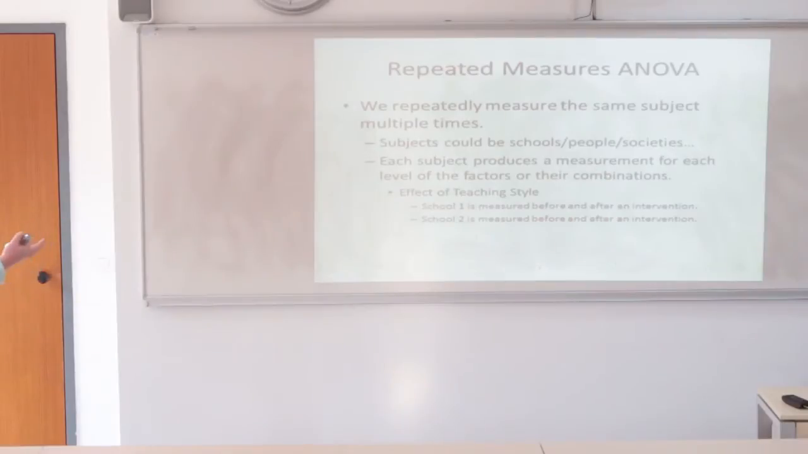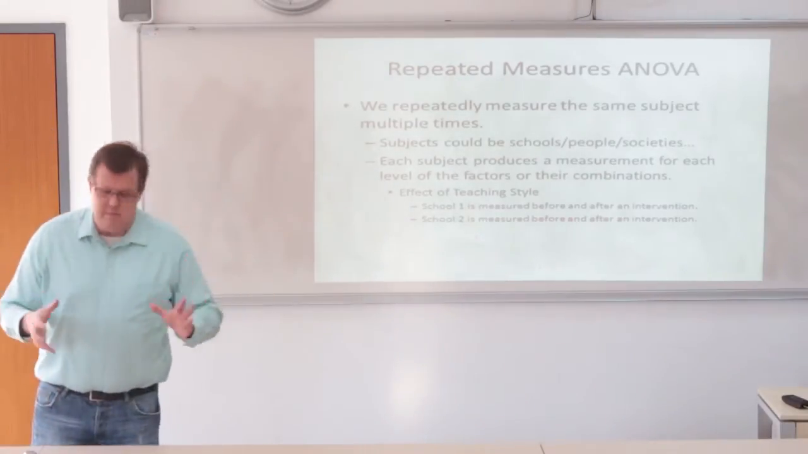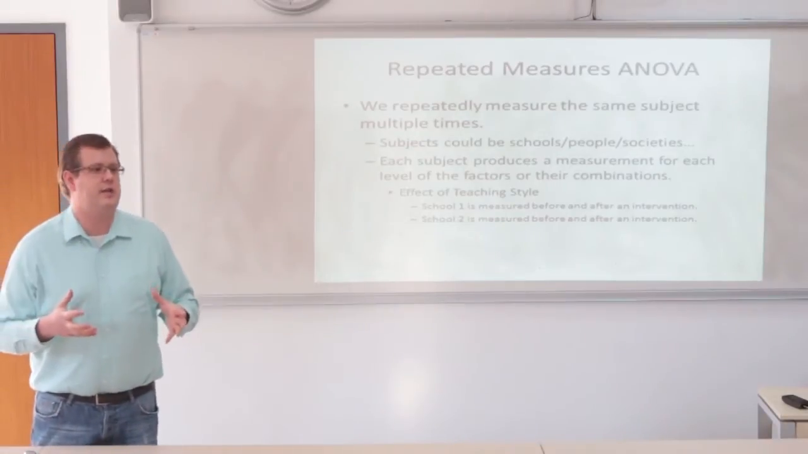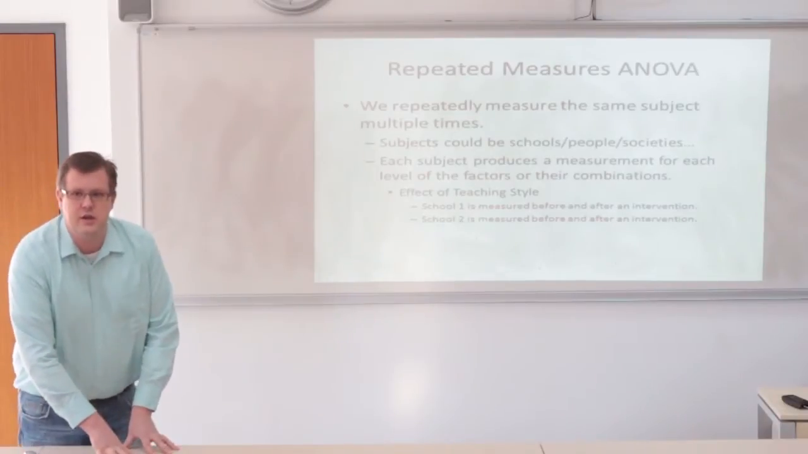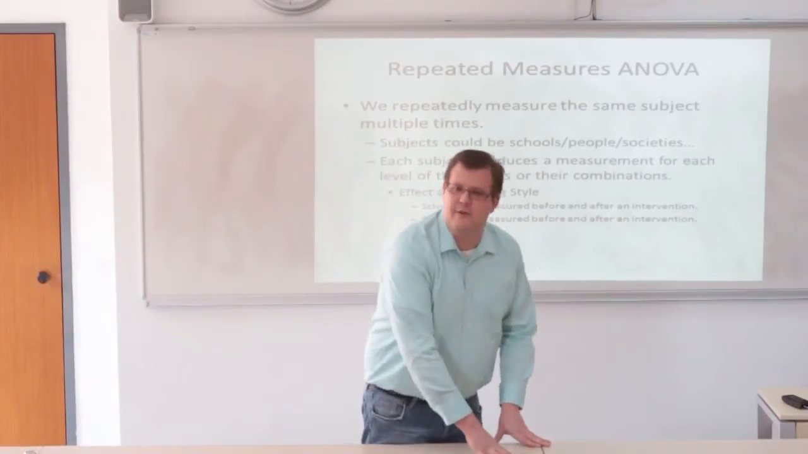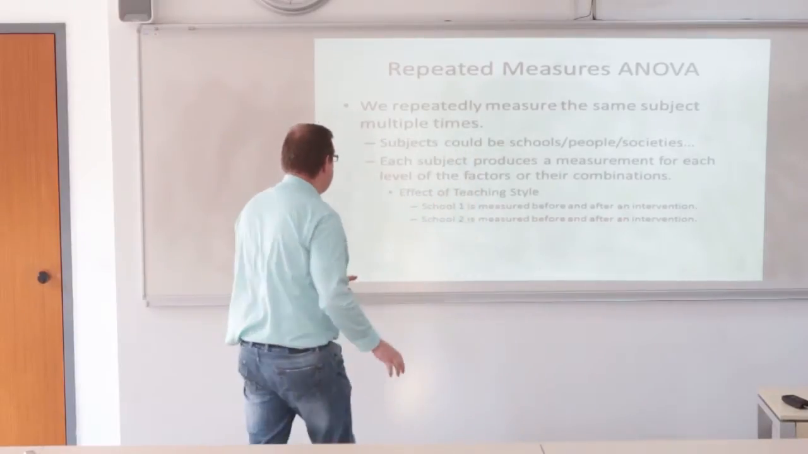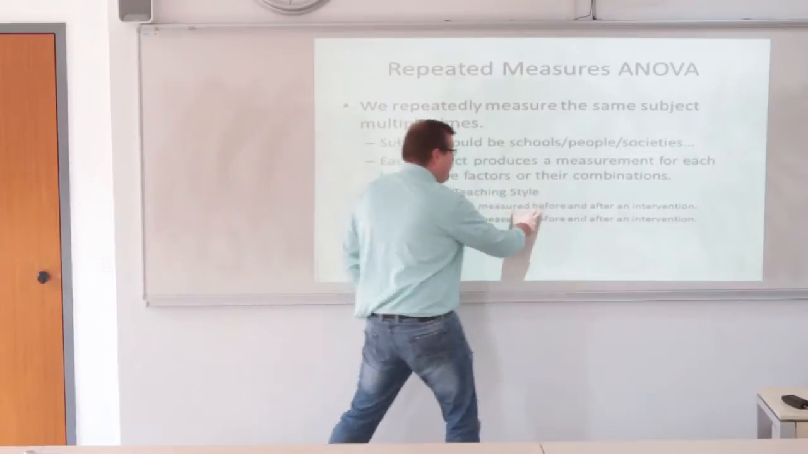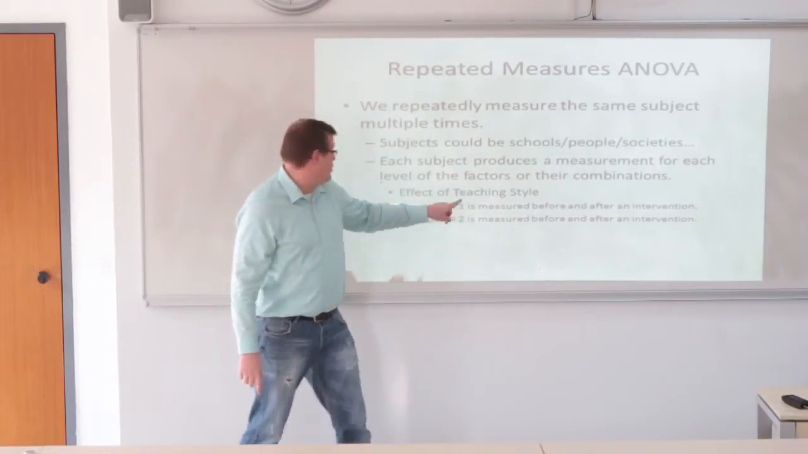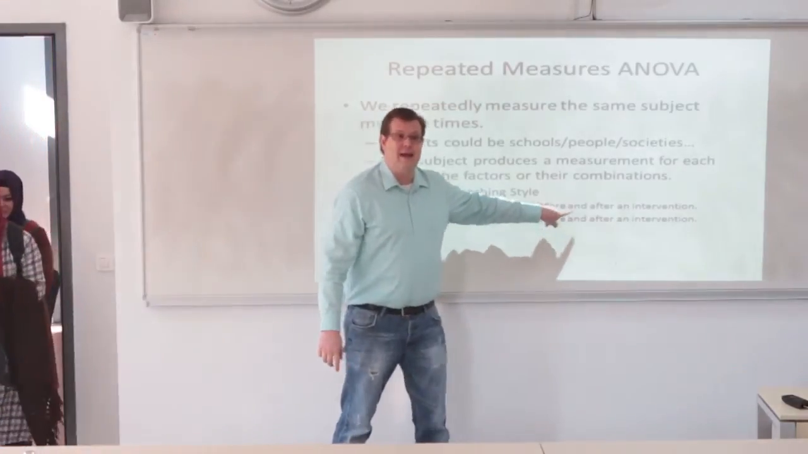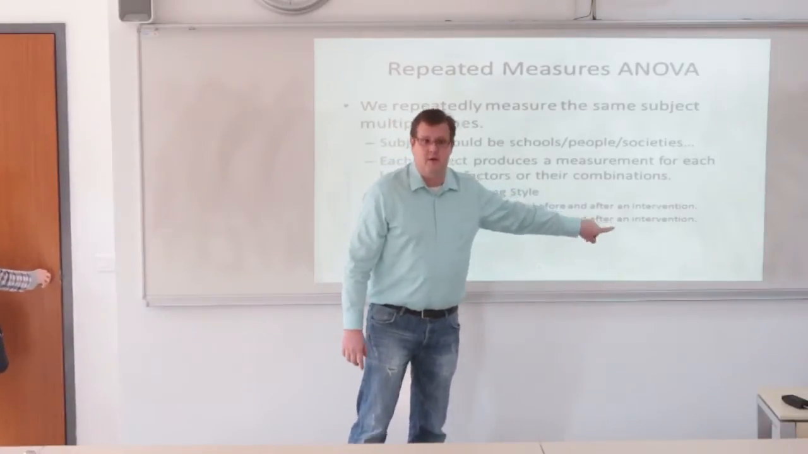So if we imagine an example of effective teaching style, you could have some treatment to change how instructors teach. You can measure students' scores before you make a change, and then measure their scores after you make a change, right? You could do this differently. Here I say school one is measured before and after an intervention. Notice here I'm repeating the measurements. I'm measuring school one before and after. Also, I'm measuring school two before and after.